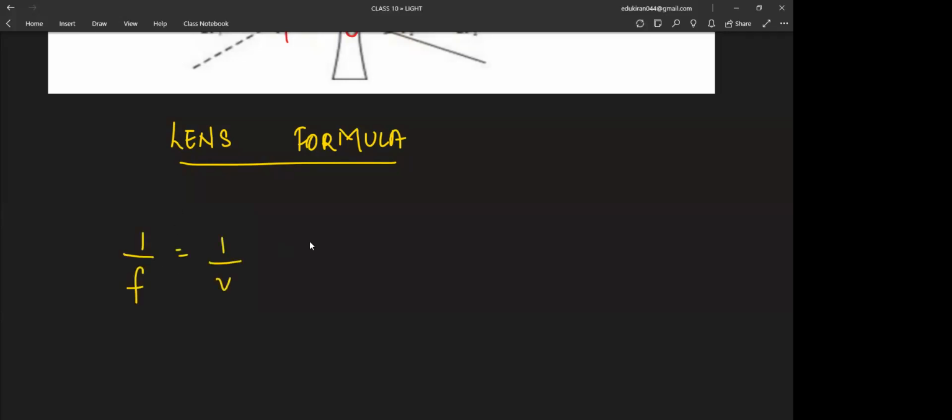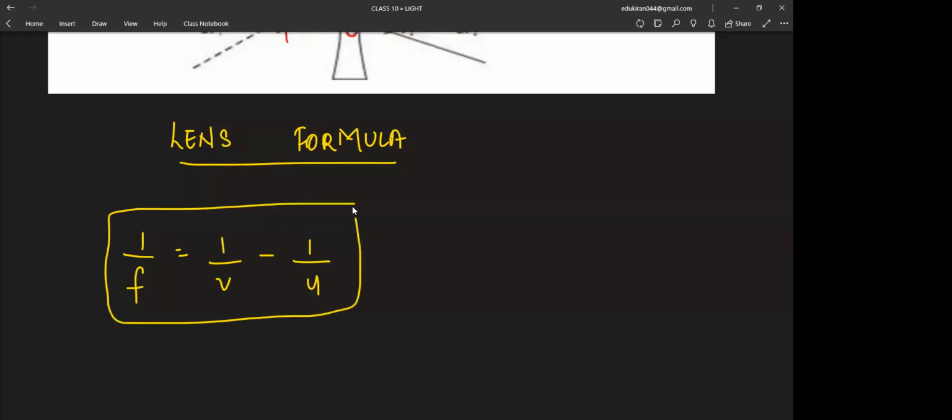See, 1 by v would also be there, 1 by u would also be there. But we do not have a positive sign that you can interchange. Here is a negative sign. And you know, in subtraction, you cannot subtract any of the two things which you want, right? So here, this is 1 by v minus 1 by u. That is the complete lens formula. We just switch signs. Lens formula is 1 by v minus 1 by u. What are all these things? I'll tell you.